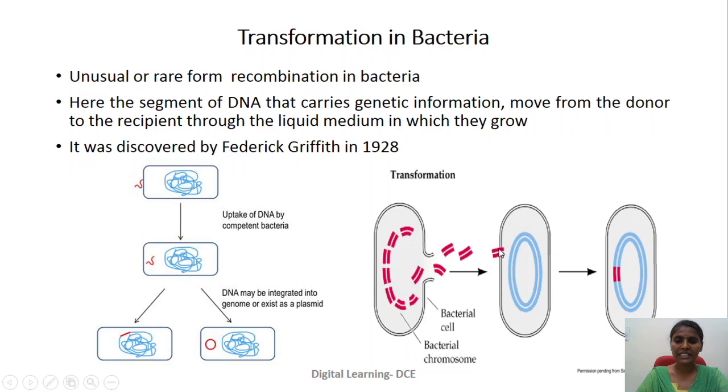When the DNA enters into the competent bacterial cell, it starts to integrate into the genetic material of that particular bacteria. During transformation, this free DNA released into the liquid medium enters into the competent bacterial cell. Either it integrates with the bacterial DNA or it remains as such as a plasmid inside the bacterial cell. Hence, recombination has taken place in case of bacteria.